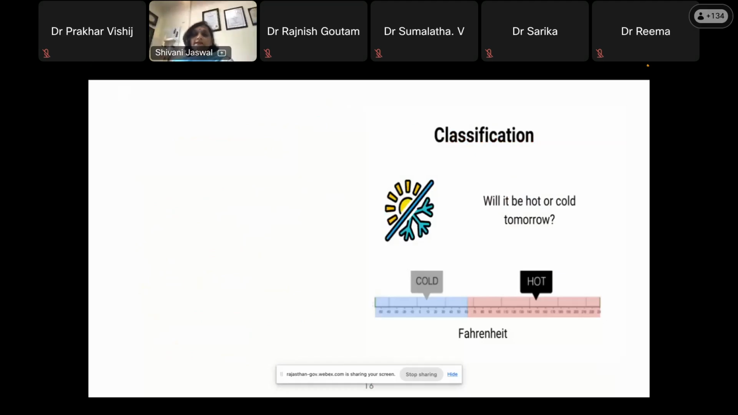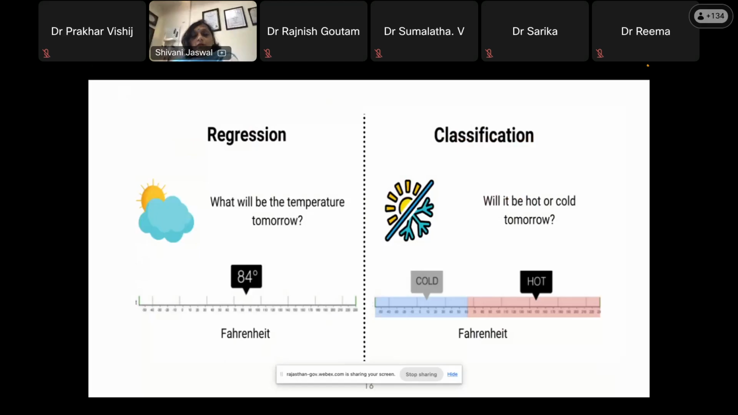So another example is the classification model. If you give data to this tool, it can predict whether it will be hot or cold tomorrow, depending on what data has been given. And if it is a regression model, it will accurately predict what the temperature is going to be tomorrow. So classification is yes or no, hot or cold, disease or no disease, whereas a regression model will give you a numerical value as the prediction.